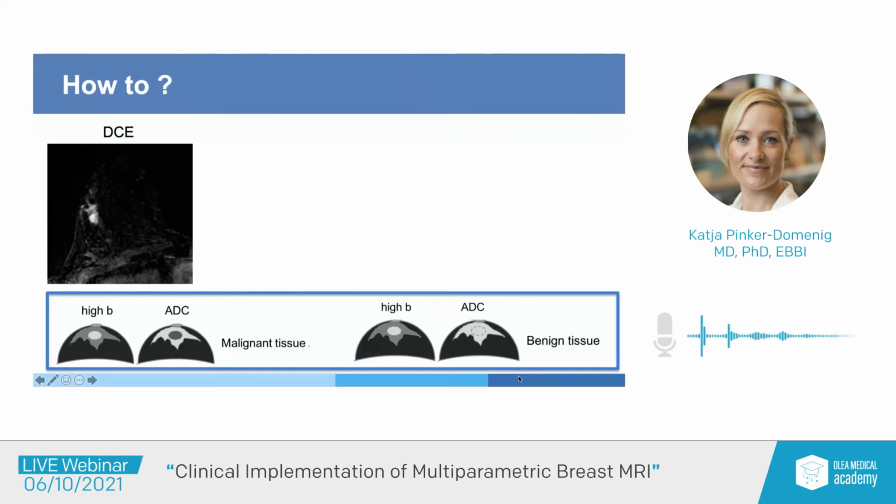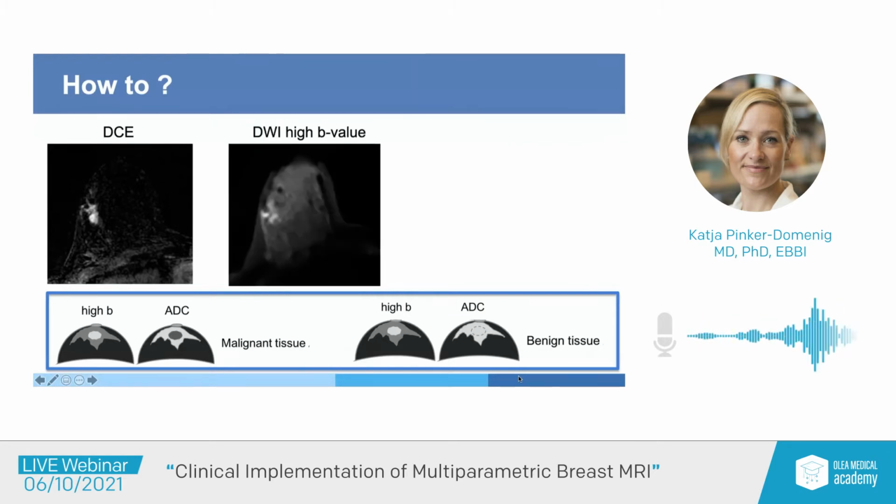Here is another example, a lesion which from a morphology point of view is obviously already suspicious. We have an irregular shaped mass with probably associated non-mass enhancement. On the high b value, we actually see the restricted diffusivity, and I think it nicely mirrors the appearance on DCE MRI, so you can also get sort of morphologic DWI information out of that.